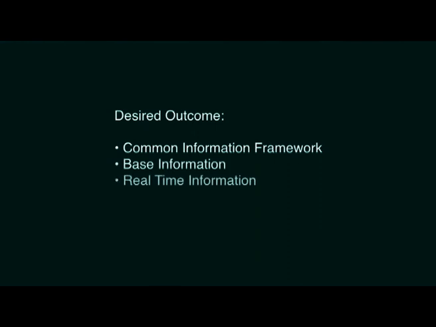So why are all these there? In all these phases, there is a desired outcome. A desired outcome in all these phases is a common information framework. Then base information for any kind of disaster that may come, whether it comes or not, base information should be there, and real time information should be there. Then simulation capacity, that is some kind of modeling that must be ready.